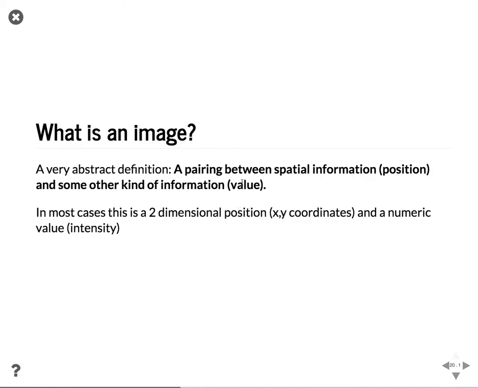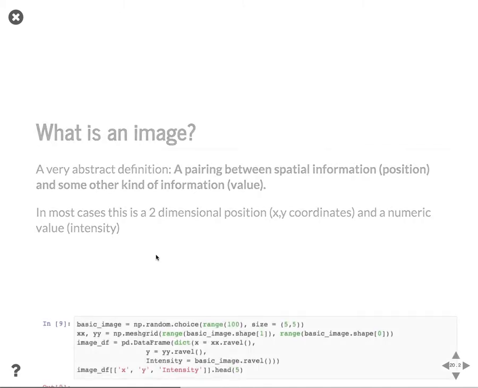I guess at least one of you admitted to not having any familiarity with image analysis before. So we'll start off with an incredibly abstract, fairly useless definition, where we say it's a pairing between spatial information and some other kind of information. We call the spatial information the position, and the other kind of information the value. In most cases, this refers to 2D position, XY coordinates on a screen in this case, and a numeric value as intensity.